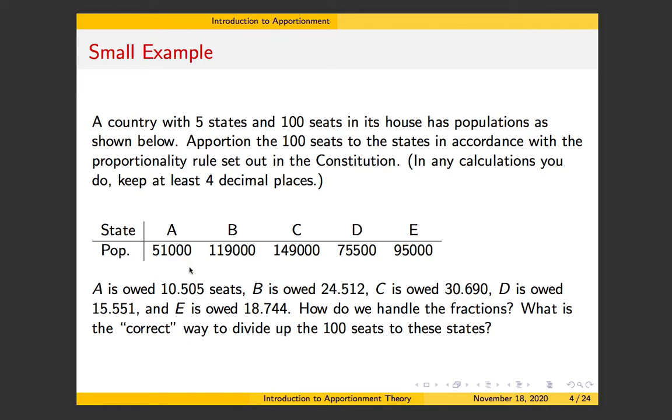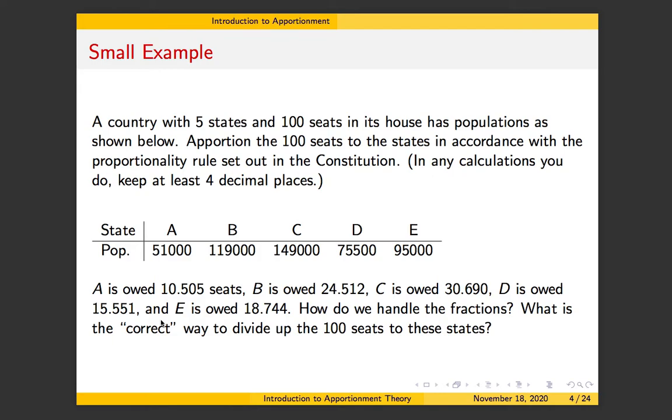Anyway, okay, so if you just figure out each state's percentage of the population and then multiply that by 100, then you will learn that A is entitled to 10.505 seats. This number here, by the way, is called A's fair share or quota. I'll make that more formal in a later slide. B is owed 24.512 seats. C is owed 30.690, and so on.